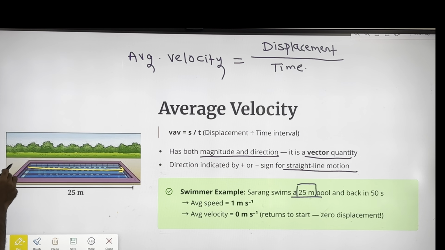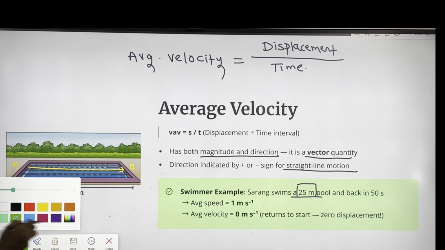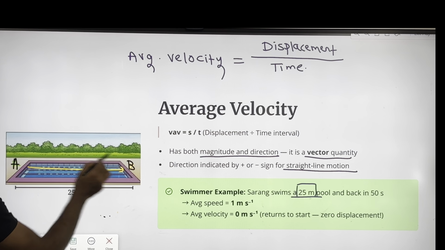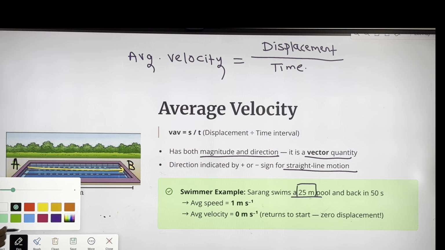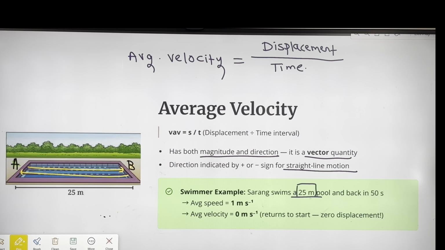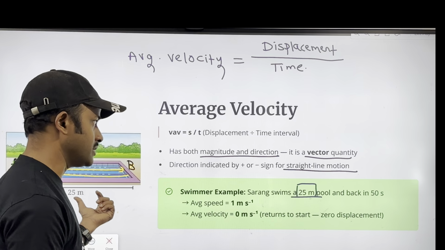Let us say this is point A and this is point B. A swimmer covers point A to point B, so he moved a distance from A to B. Again he comes back from B to A. In this case, what is the average speed and what is the average velocity?